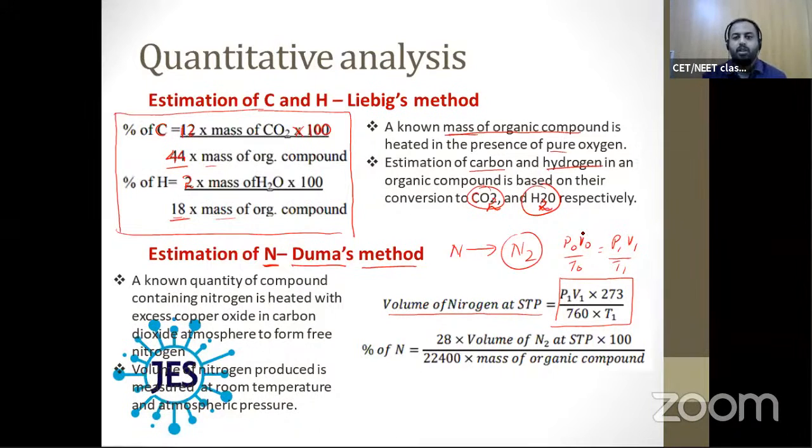So here you must find out V0. For that you will know P1, T1, T0, P0. T0 and P0 are standard values. So once you know the volume at STP, then you can find out the percentage of nitrogen by this formula, an important formula.